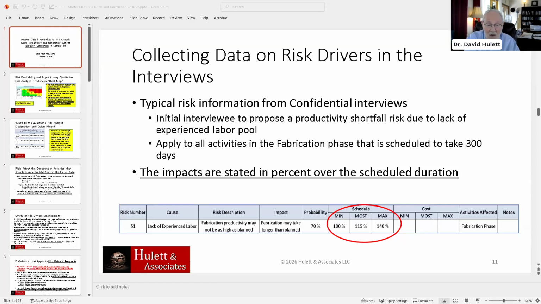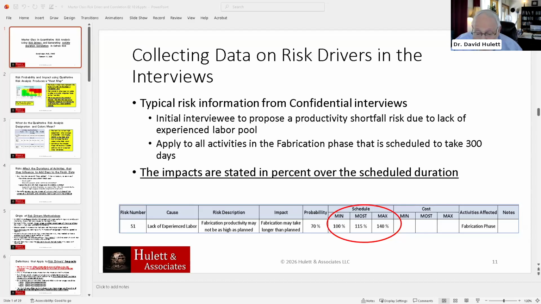And then interviewee number 1 says, well, what happens to this? And he says, well, it's 70% likely to happen on this project. And we say, okay, what is the impact? Well, now I'm in the next slide, I'm going to show you how he did it. But he said the minimum is 100%. And what does 100% mean? Remember, I said it is the multiplicative factor on the remaining duration, or the total duration of the projects, of the activities that it's been assigned to. And then 115% for the most likely and 140% for the maximum.